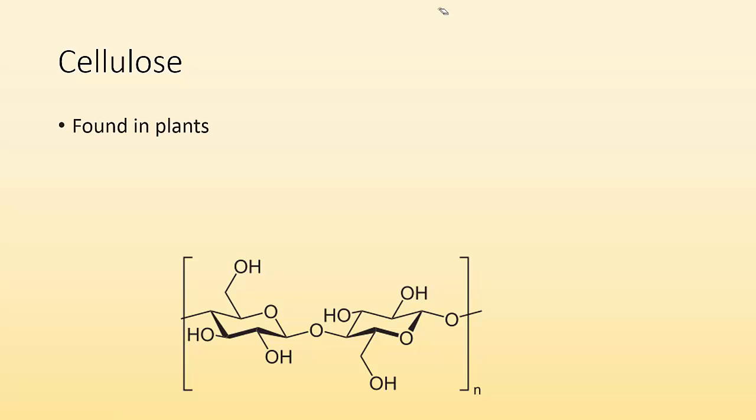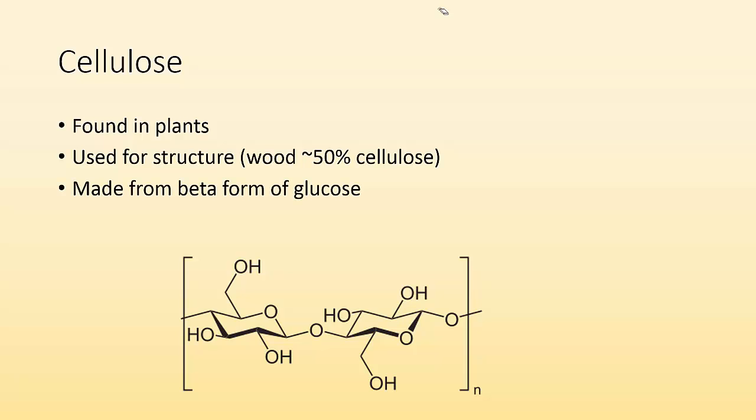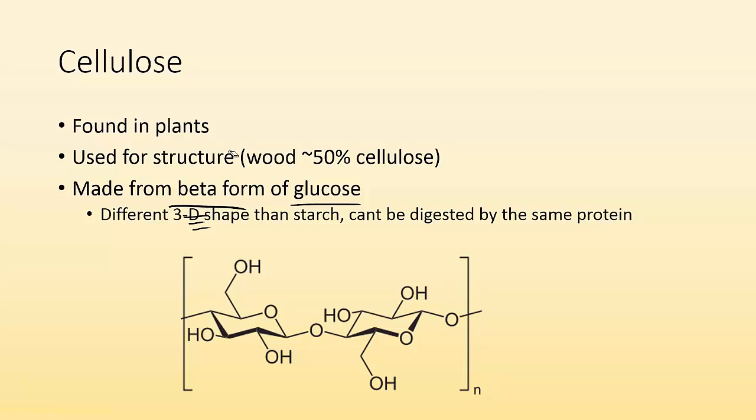All right, cellulose is found in plants, and it's used for structure. Wood is 50% cellulose. It's the polysaccharide that gives it its structure and stuff. And it's made from the beta form of glucose. So this is important because since it's the beta form, it'll have a different shape. And because it has a different shape, it'll have a different structure and different function. So because it's got a different 3D shape, it can't be digested by the same protein. So the protein that we have to digest starch can't digest cellulose because it's got a different shape.